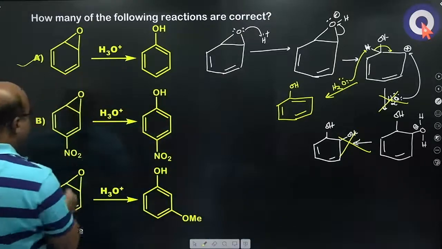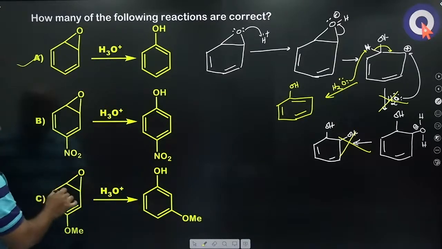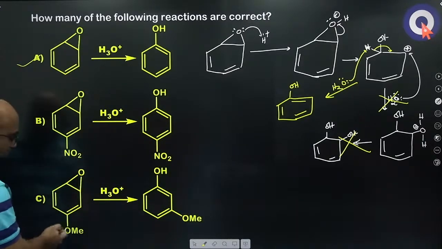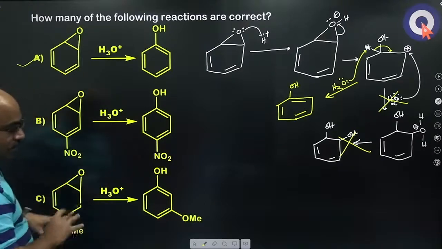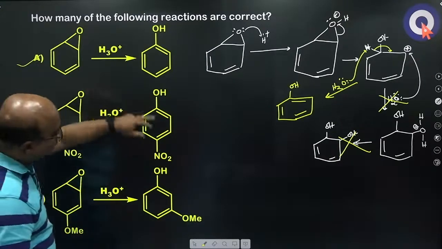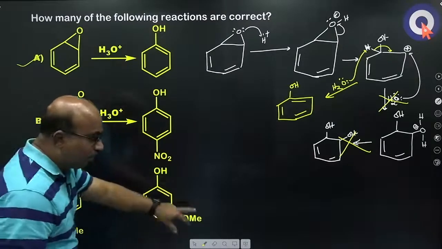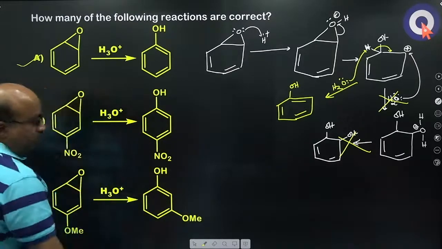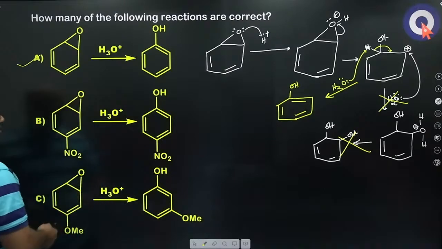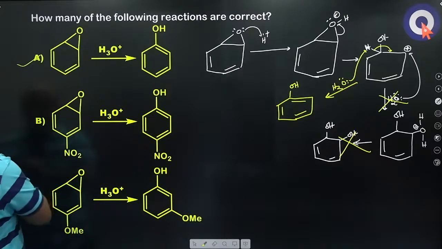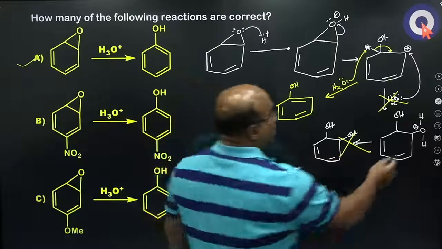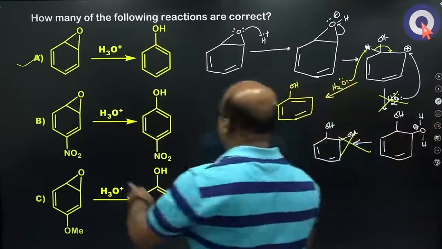Now the same, if you have NO2 and OCH3, where OMe means OCH3, what is the difference that you see? The OH and NO2 groups are in the para position here, while here OH and OMe are in the meta position to one another. So how may it happen here? Suppose you consider this reaction now. What may be the condition?